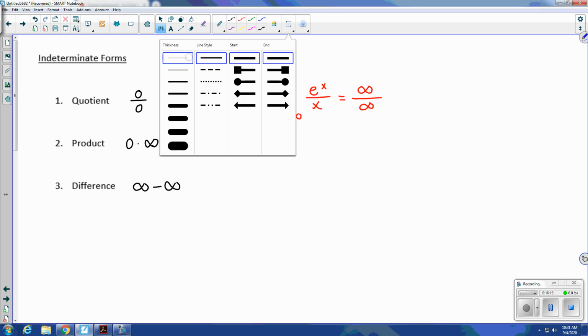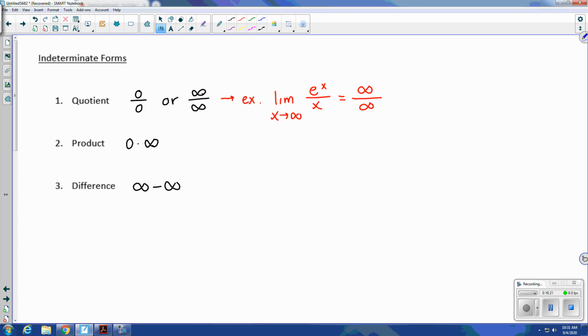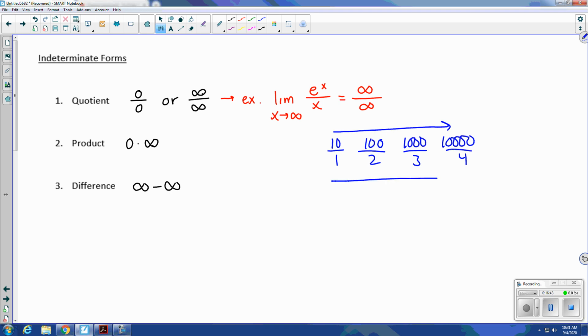So what's going to happen, and this isn't the literal rate of growth, but just to give you an idea of the separation that's occurring. Let's say I have 10 over 1, and the numerators are growing by a factor of 10. So the next numerator is 100, then 1,000, then 10,000. And the denominators are just going up by 1. So 2, 3, 4. So you can see that as we progress in each direction, these are both going towards positive infinity, but the overall value of the ratio is increasing.